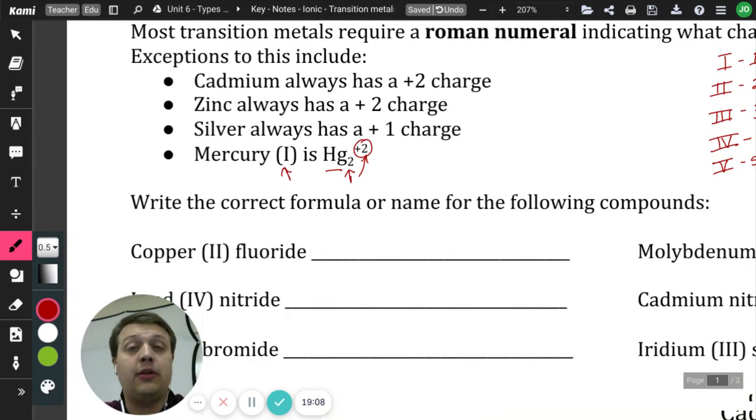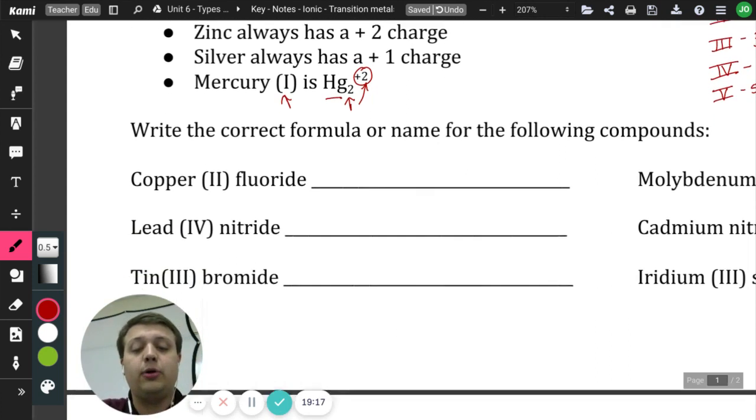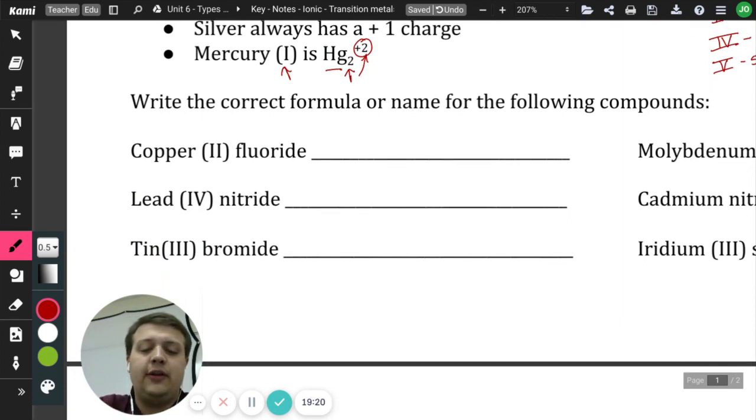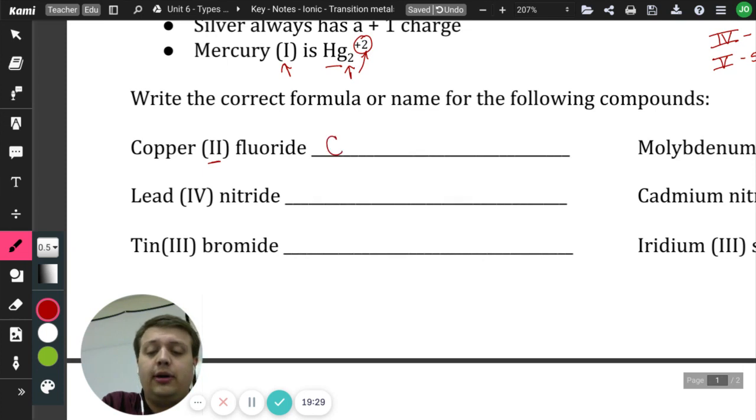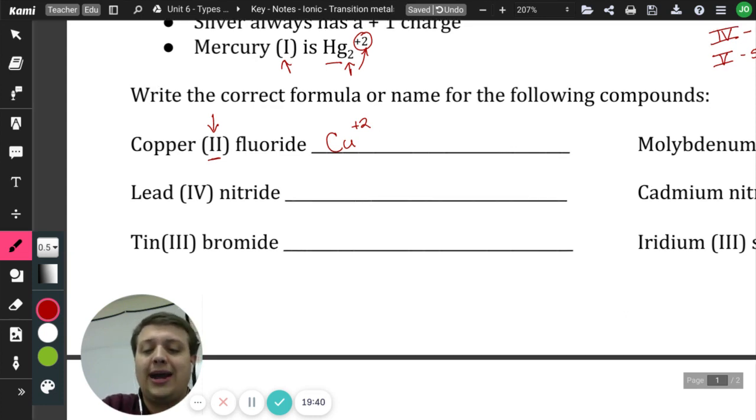All right. So now that we know in general what we're going to be doing with our Roman numerals, let's actually dive on into this and see what it looks like. So here I've got copper 2 fluoride. So what does that look like? How do I actually write the formula for this? So I know that copper is Cu, and this 2 right here tells me what the charge is for the copper. So copper has a +2 charge. Then I've got fluoride. Fluoride is F. Well, what charge does fluorine have? -1. So then we would swap, drop, reduce.